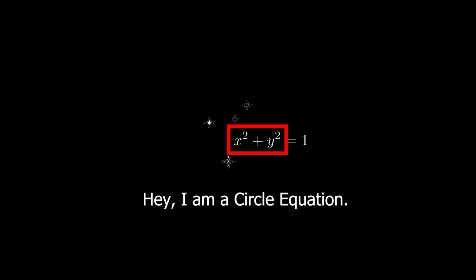Let's get into it. We have our first equation, which is a classic one. X squared plus y squared equals 1. Think of it as a secret code that conceals the coordinates of points on a circle. The magic lies in the x squared plus y squared part, which quietly whispers to us, hey, I'm a circle equation. This means that we are dealing with a circle.